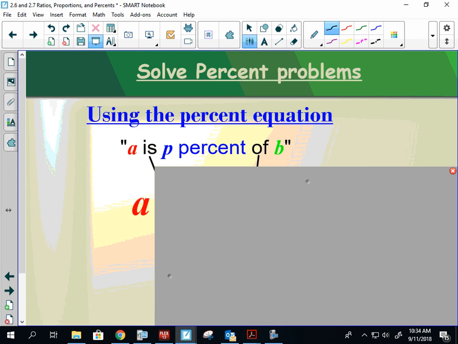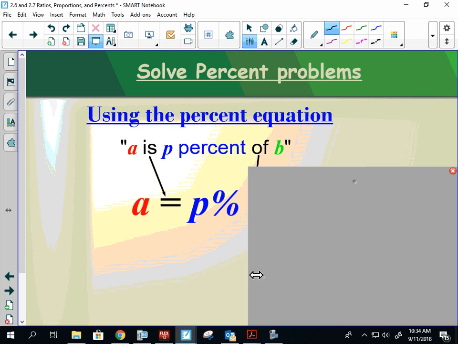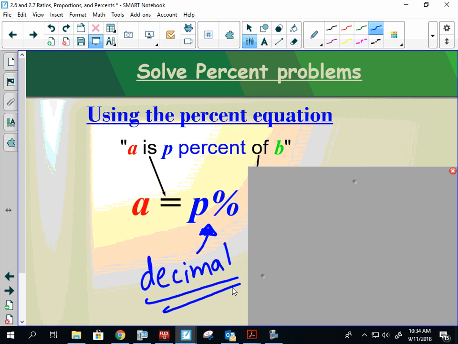So I'm going to translate the sentence, A is P% of B. A is just the letter A. Okay, the next part we have to translate is. In math, is means equals. If I say 2 plus 5 is 7, we mean 2 plus 5 equals 7. Then we have P. P is a percent, and because it's a percent in an equation, we need to always make sure that this has to be a decimal. So make a note of that in your notes, that this has to be a decimal.